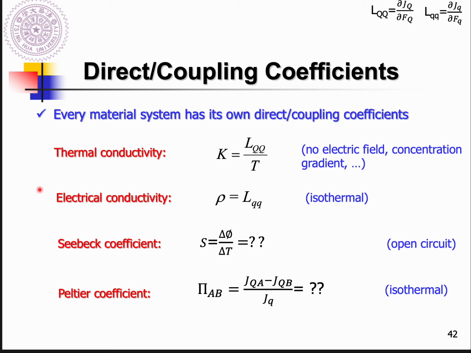And we are going to explain the first two examples. The first one is the thermal conductivity kappa, and the second one is the electrical conductivity sigma. As you know, this is a result. We just directly show you that the thermal conductivity is proportional to L_Q, this direct coefficient, and the electrical conductivity is directly equal to L_q. But in order to show these are correct, how do we derive this relationship? So we are going to move to the following slides.